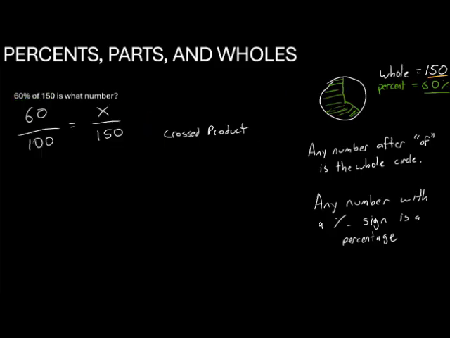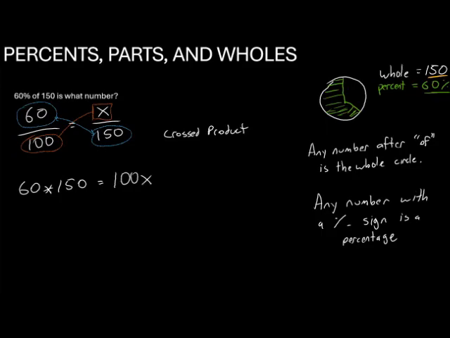To do our crossed product, we're going to take the 60 on top of the left fraction and then multiply it times the 150 on the bottom of the other fraction. I'll write that down below our proportion. We'll say 60 times 150. Then place an equal sign. Then we'll take the 100 on the bottom of the other fraction and multiply it by the remaining number. We don't know what that number is, so we're just going to call it x.